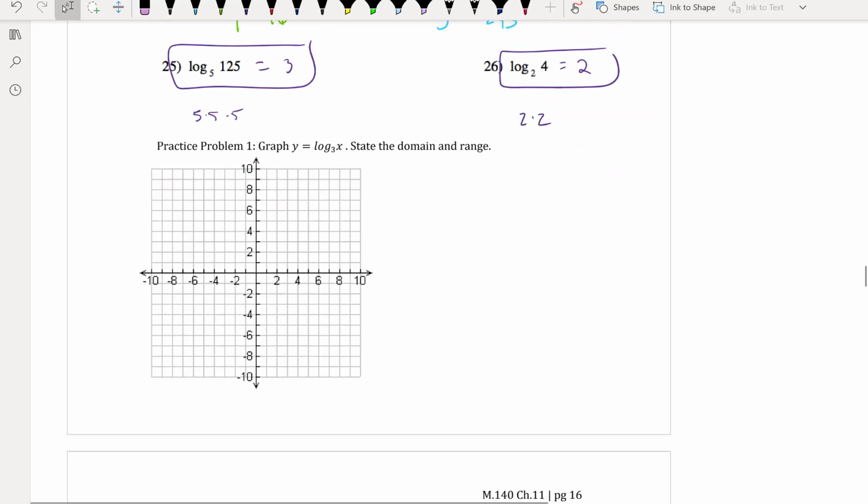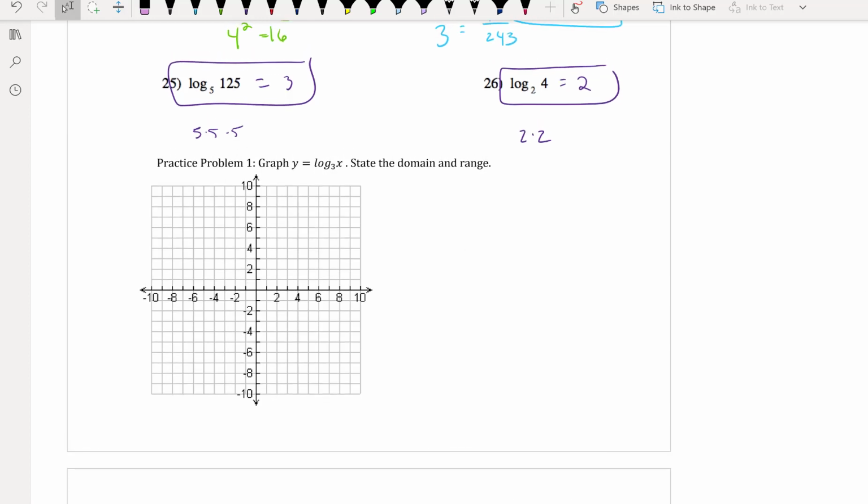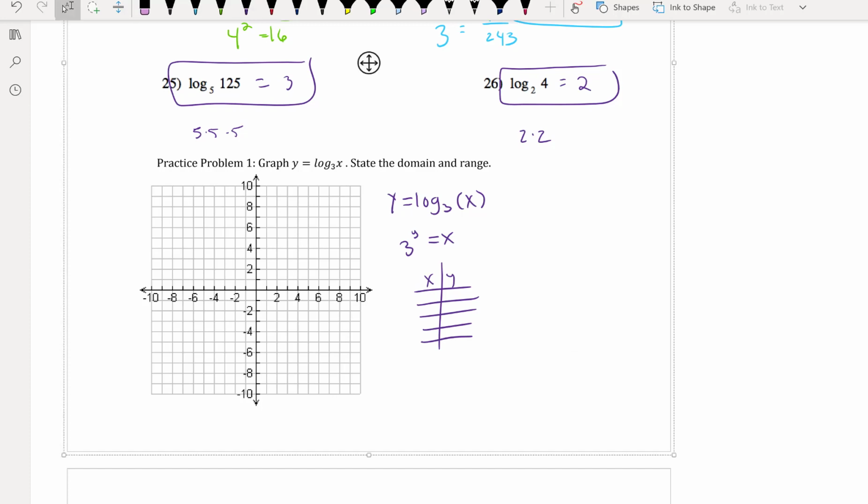Okay. Now for this last one, it says to graph and to state the domain and the range. So if I have y is equal to log base 3 of x, I can rewrite that as 3 to the y is equal to x. And I can write some problems down to kind of help me. So this is going to be my exponential. So I'm going to have some y values that I'm going to be plugging in. So 0, 2, and negative 2.